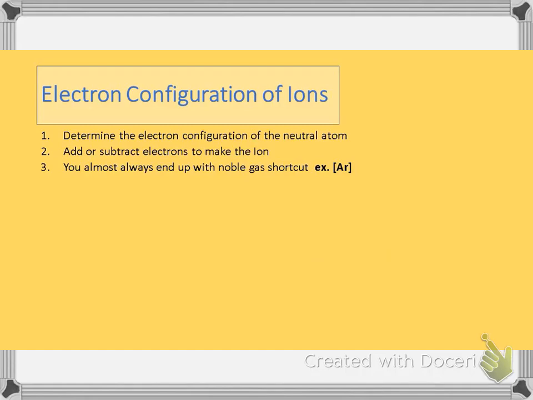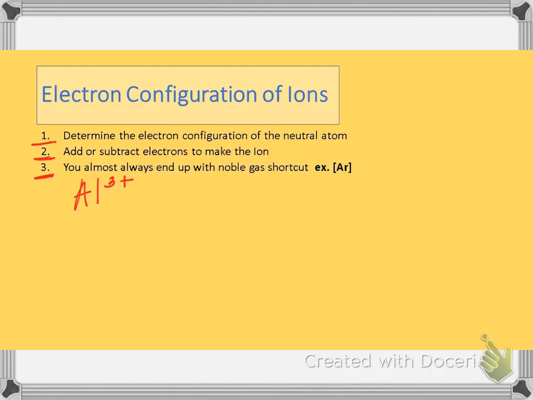First of all, what was not covered in the electron configuration podcast was the electron configuration of ions. And they're pretty simple to do. You start off by just determining the electron configuration of the neutral atom. You either add or subtract electrons to make the ion, and then you almost always end up, not always, but almost always, with the noble gas shortcut. The exception to that will be the transition metals that can form more than one ion.